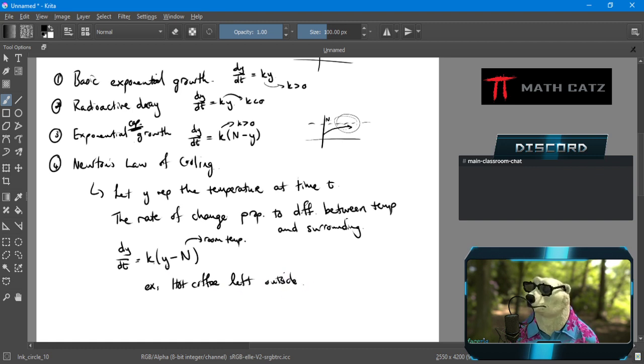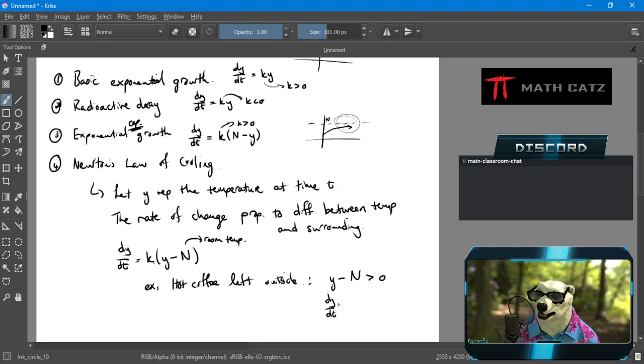Then my Y is going to be larger than my room temperature. So the difference between the temperature of the coffee and the surrounding temperature, Y, is going to be bigger. The coffee is much hotter. So this is going to be positive.